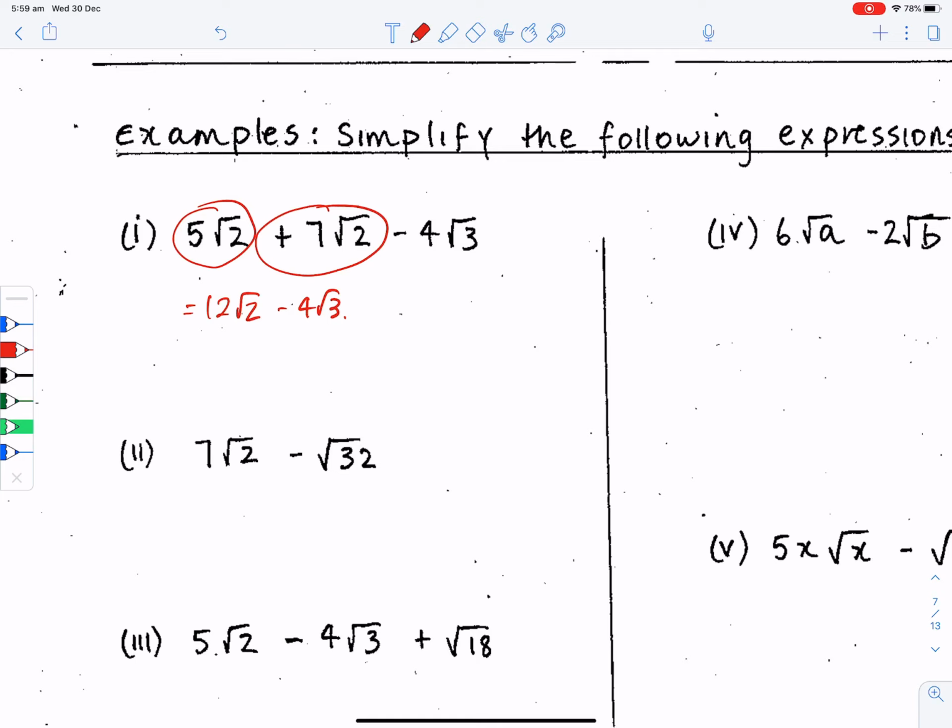Question 2, is that in its simplest form? Yes, it is. Is that in its simplest form? No, it's not. So let's work on that. Root 32 is root 16 times root 2, which is 4 root 2. So now the question can be rewritten as 7 root 2 minus 4 root 2, which is simply 3 root 2.